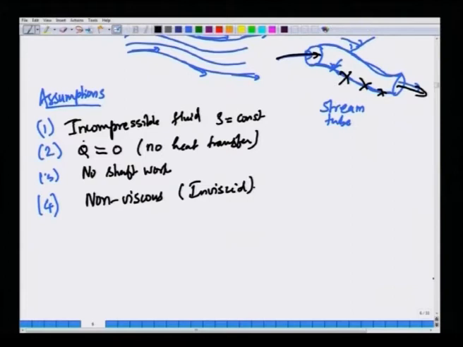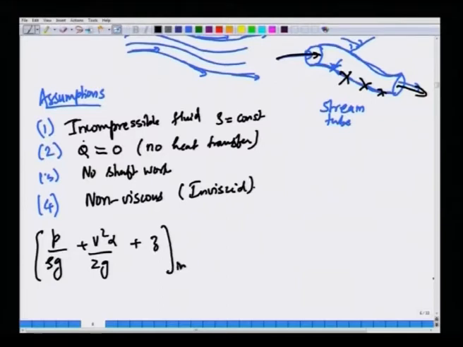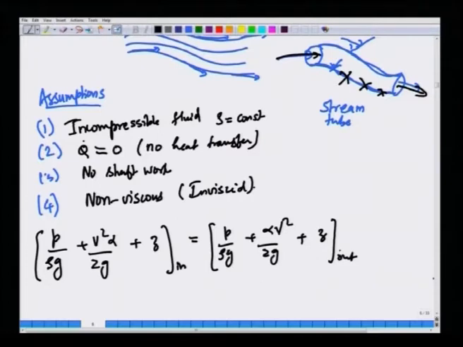If you assume all these things, then the most general form of the energy balance which we wrote with single inlet and single outlet for incompressible fluids is the following: P by rho g plus alpha V squared by 2g plus Z at in is P by rho g plus alpha V squared by 2g plus Z at out plus H shaft plus H friction. This is the most general equation. Now, we are going to simplify this.